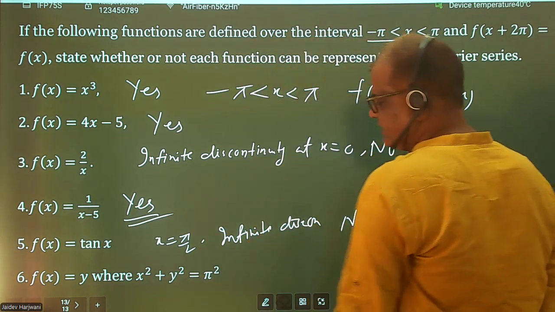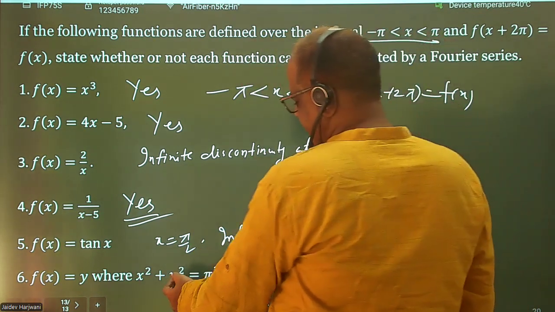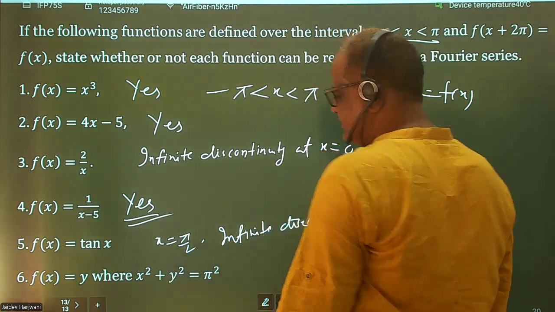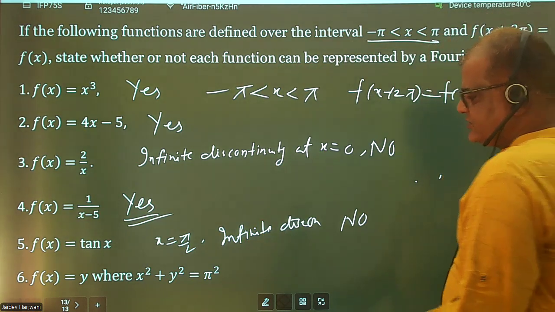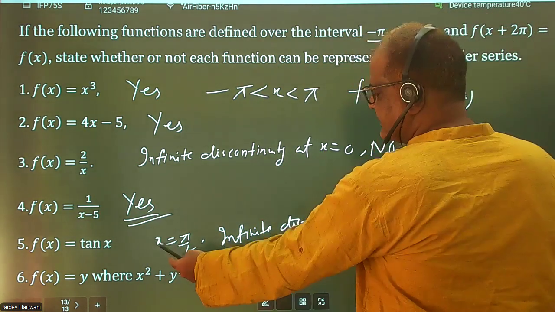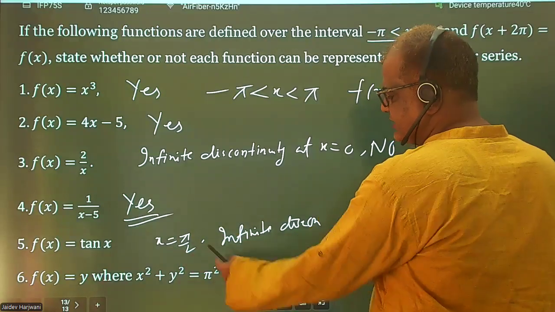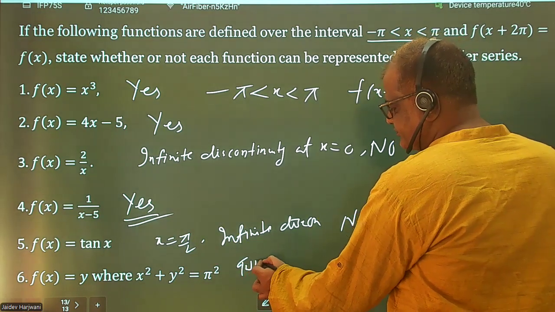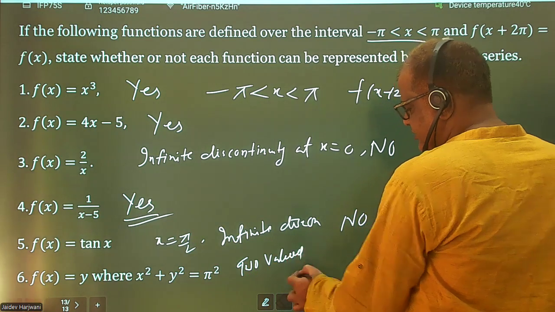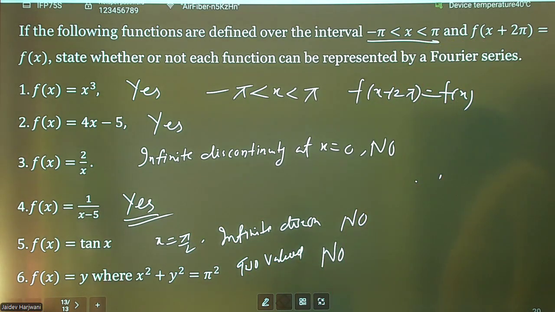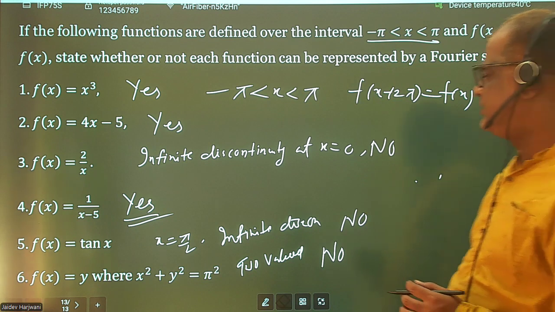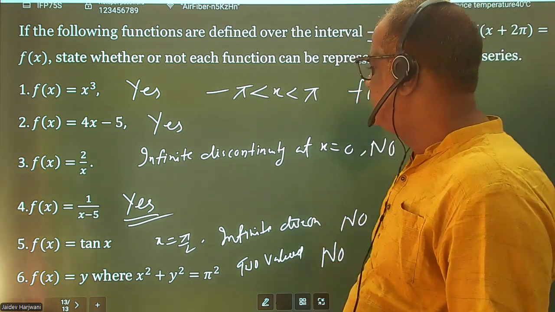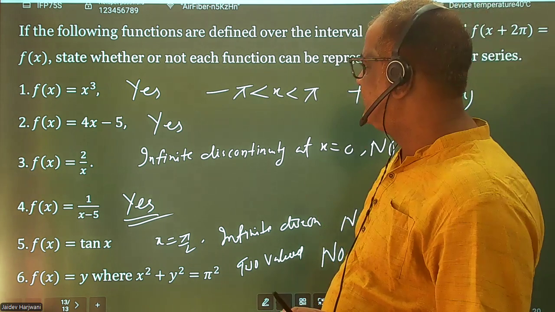Okay, now here you have x square plus y square equal to pi square. So now here x and y have double values. Okay, so this is not a single valued function. If I want to write x, that will be plus minus root of pi square minus y square. So this is a two valued function. So this also cannot be expanded using the Fourier series. So in this way, you can identify which function can be written as an infinite series.